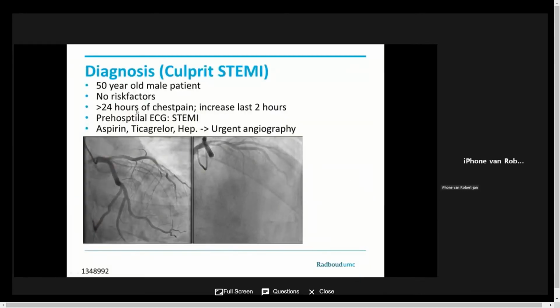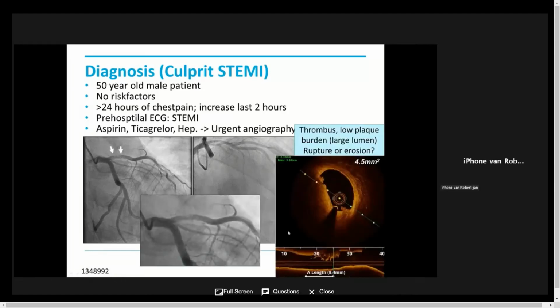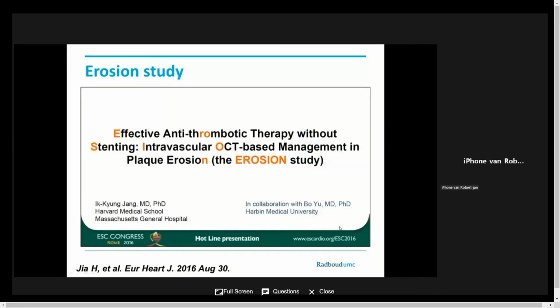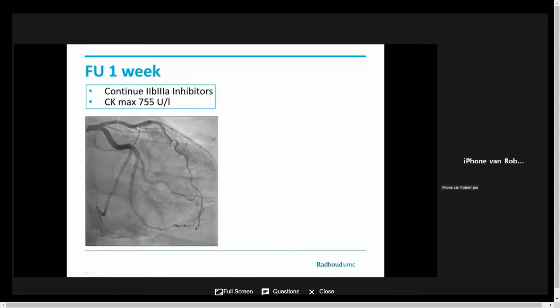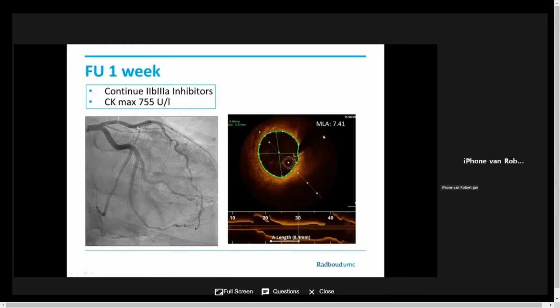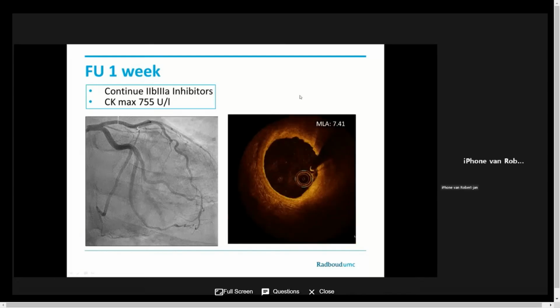I just wanted to follow up on my initial patient, a 50-year-old patient with thrombus in the proximal LAD. In this case, the MLA is pretty large, and this is all thrombus. We didn't see any rupture, based on the EROSION study 2016. I now skip EROSION 2, which was presented at TCT, but with similar results. We treated the patient with 2B3A inhibitors for a few days, small CK, follow-up OCT, MLA increased to 7.4, no thrombus remaining, a 50-year-old patient without a permanent metallic implant for the rest of his life.